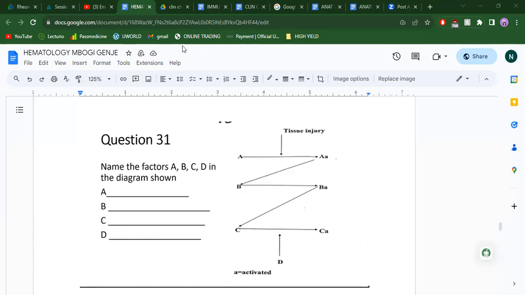Factor X goes and activates what is C. Factor II, yes. So what is D? D is between. What converts factor II to factor II activated? Basically thrombin. So what does that? Factor XIII? No. Factor XIII acts after factor I. Factor X.